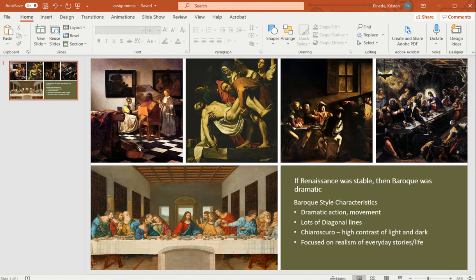sort of subject matter, particularly not still lifes, but still lifes make a comeback here in Baroque art or just day-to-days. Like this is Vermeer's. He does a lot with instruments and people playing music in their home. So that's kind of where we're seeing that everyday life. Okay, so those are just a couple key Baroque style characteristics.